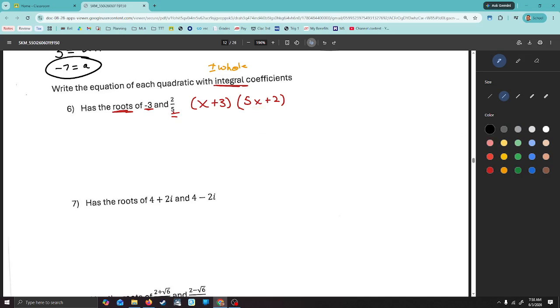So now I'm going to FOIL to get my equation. So it's going to be 5x squared plus 2x plus 15x plus 6. Combine like terms: 5x squared plus 17x plus 6.